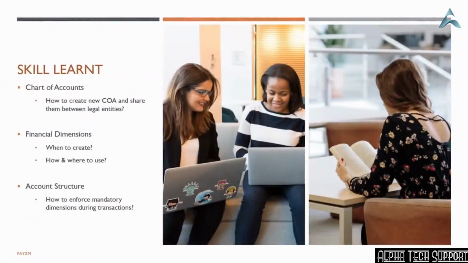Just to recap on the skills that you have learned in the lesson so far, we've spoken about chart of accounts. You have learned how you can create a new ledger account or main account within a COA, and also the difference between a shared COA and a company-specific COA. And then you have learned about the financial dimensions like cost centers, departments, business unit, regions, and so on. When to create the different types of financial dimensions, like master-linked financial dimensions and user-defined financial dimensions, and how they get used within transactions as well.